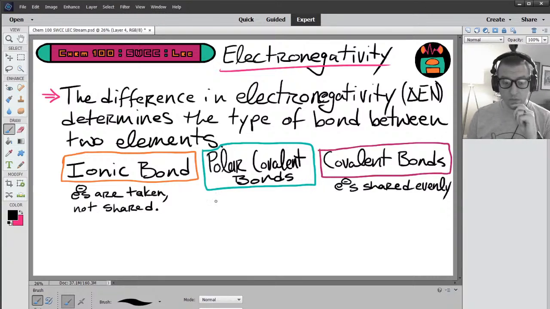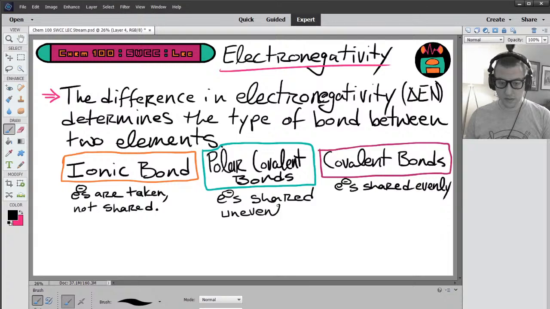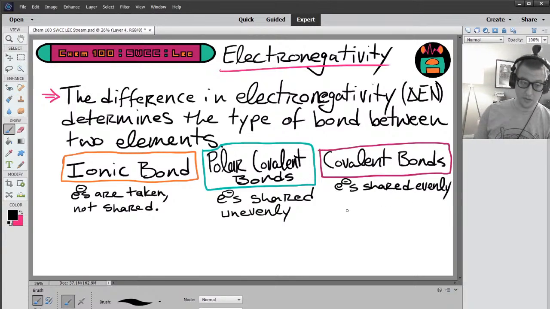And in polar covalent bonds, electrons are shared unevenly. And we'll talk about what all of that means. All right. Taken, shared, shared but unevenly, and then shared evenly are the three types.